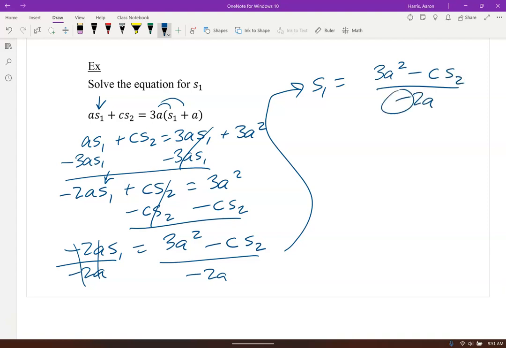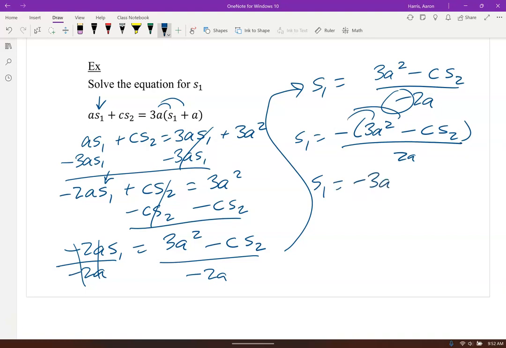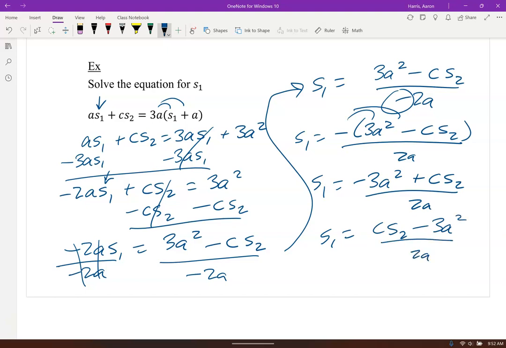Now you don't want to have a negative on the bottom, so go ahead and take that up top, and let's distribute. So I'll have negative 3A squared plus CS2 all over 2A. In other words, I'm going to write the CS2 first, minus 3A squared, so my first term is positive. So CS2 minus 3A squared all over 2A.